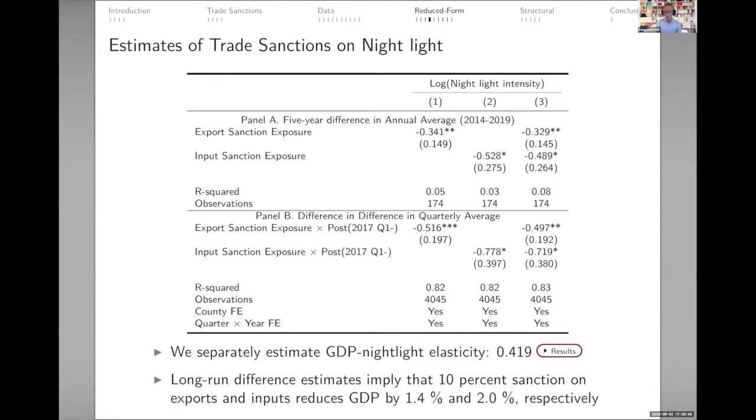So again, to convert these into meaningful economic measures, we separately estimate the GDP nightlight elasticity. The elasticity that we find is about 0.419. So using that to convert these reduced-form estimates, we find that the long-run difference estimates imply that a 10% sanction in exports reduces manufacturing GDP by about 1.4%, and also a 10% increase in intermediate sanction exposure reduces manufacturing GDP by about 2%. And so these are the long-run differences.